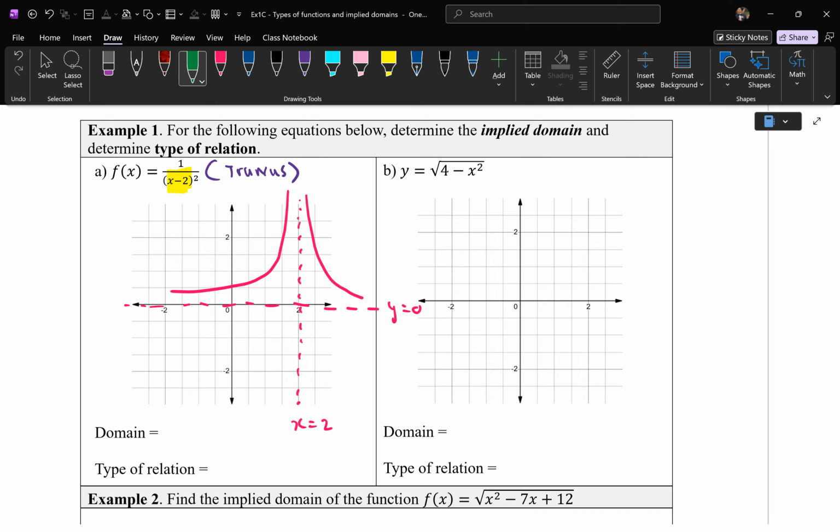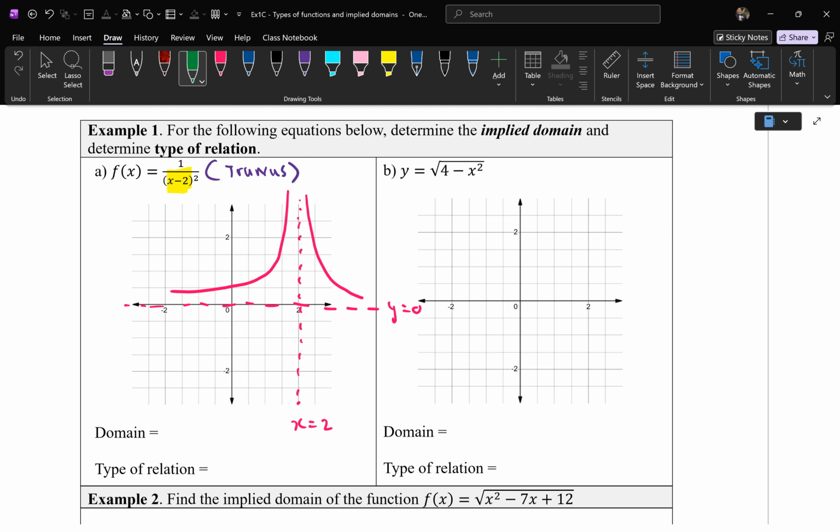So what's your domain? Your domain is exactly like what Aryan said. And there's many ways to write it. You can write it in the inequality notation, if you prefer that. I think it's better that you get practice into set notation and interval notation.